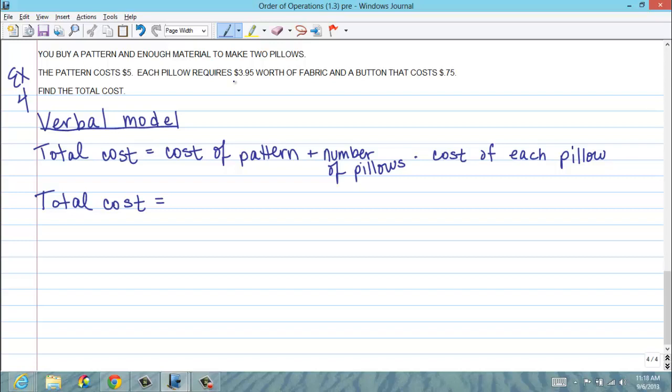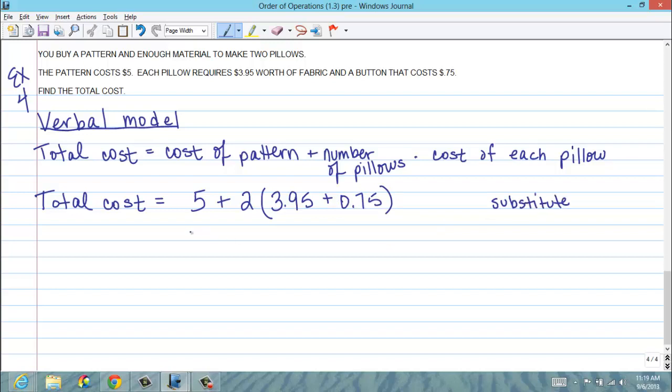So now let's turn these words into an algebraic expression. So total cost, we don't know what that is yet. The cost of the pattern, we learned from the problem that it costs $5. So that'll be 5, the cost of the pattern. Plus the number of pillows times the cost of each pillow. How many pillows are we supposed to have? It said 2 times the cost of each pillow. Now, each pillow has to be the $3.95 and the 75 cents. So the cost of the pillow is going to be $3.95 plus 75 cents. And so how did I get this line? I substituted my values into the verbal model.